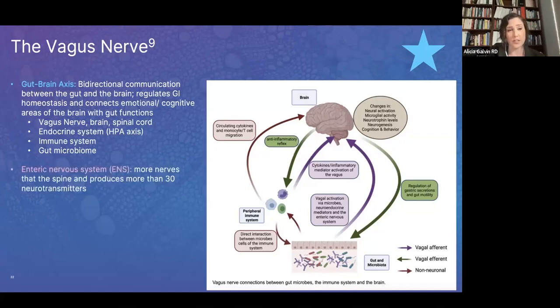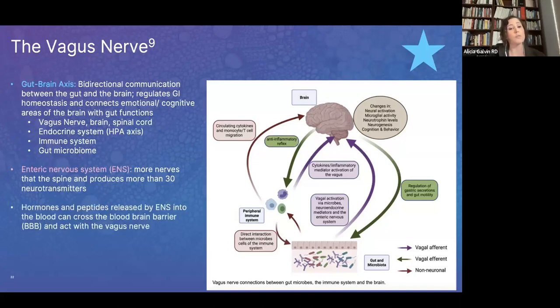The enteric nervous system is fascinating because we have more nerves in our gut than we have in our spine, and it produces more than 30 neurotransmitters. We usually think about neurotransmitters in the brain, but we're definitely producing a lot of neurotransmitters and also neurotransmitter precursors in our gut from our microbes. There are also hormones and certain peptides released by the enteric nervous system that can get into circulation and cross the blood-brain barrier and can interact with the vagus nerve and lead to various signaling.